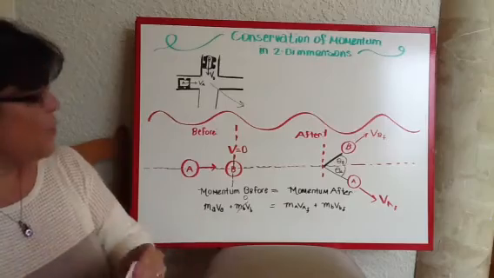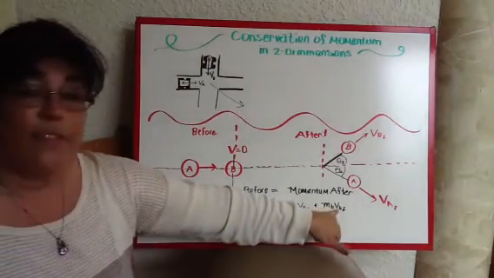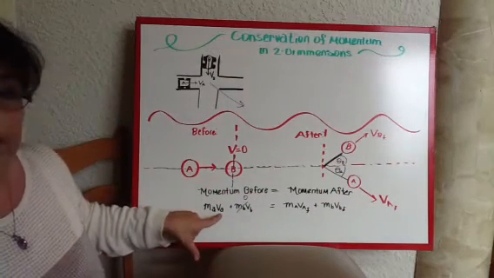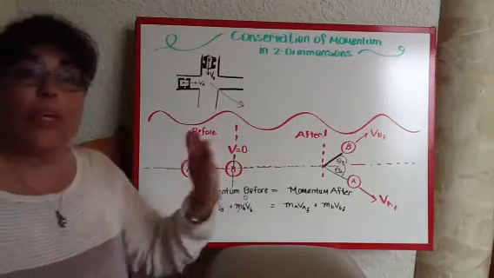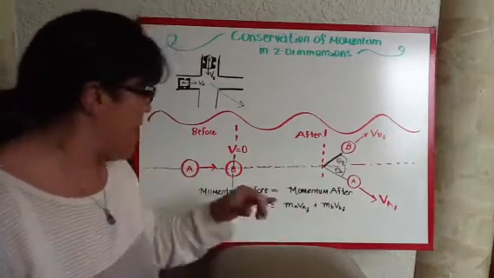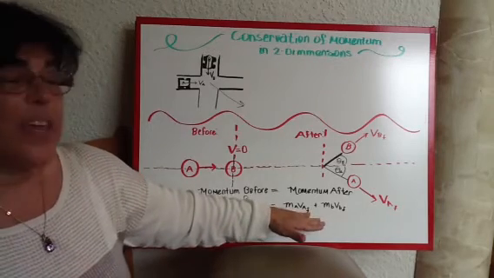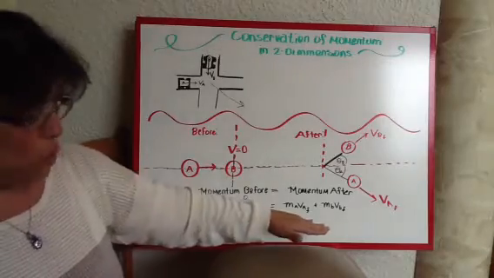Now the problem that we have is that this V final of A and the V final of B are not in the same direction as the initial velocities. This is in the x direction. So when we make them equal to each other, we have to say that the x component of this has to equal the x component of that, and the y component equals the y component.